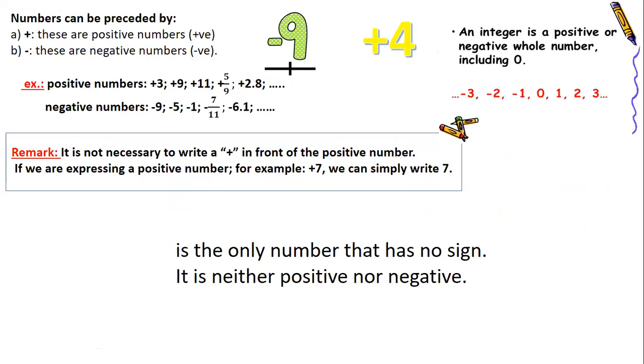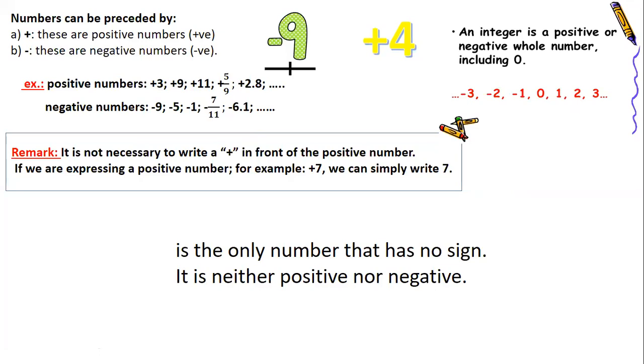Adnan, please start reading. Numbers can be preceded by plus. If plus, these are positive numbers. Minus, these are negative numbers. Yes, Adnan. So if we have a number and we see a plus before it, then it is positive. Preceded means before. If we have a minus before it, then it is negative.